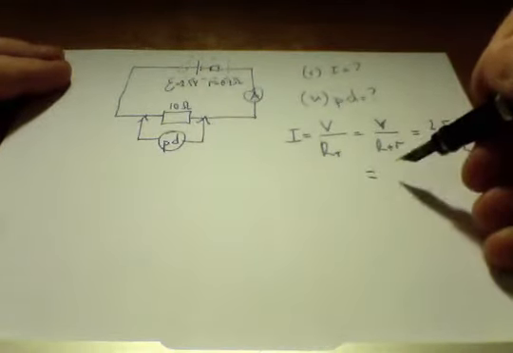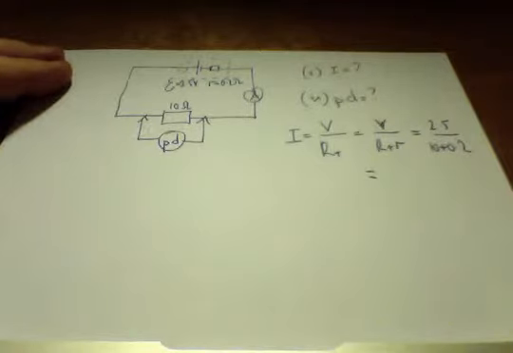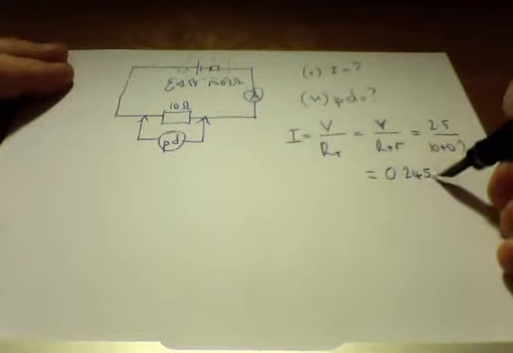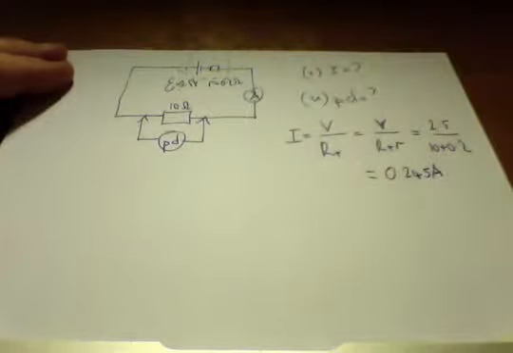And that gives me 2.5 over 10.2. It's subtle. These are very small differences, but they're important. If we hold on to the 2.5 divided by 10.2, it gives me 0.245. 0.245 amps is the current that's flowing through the circuit.